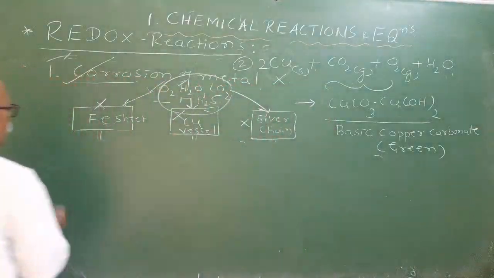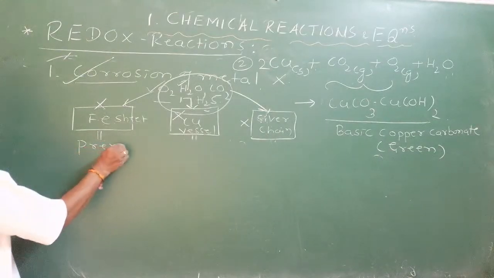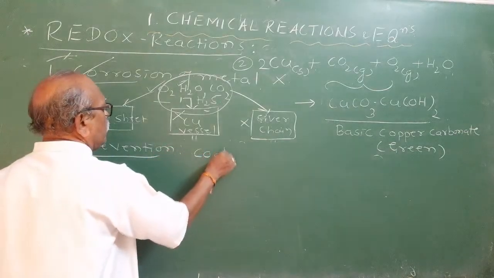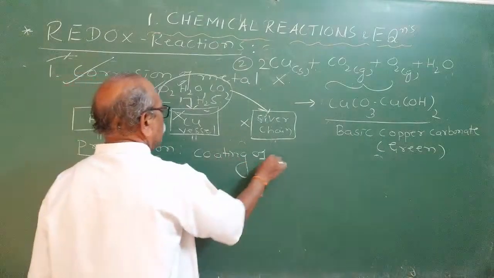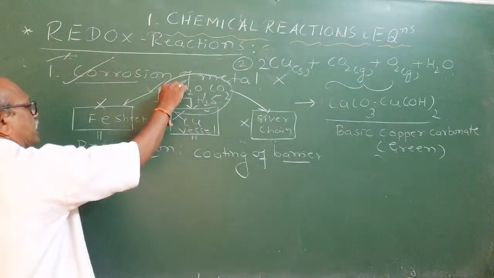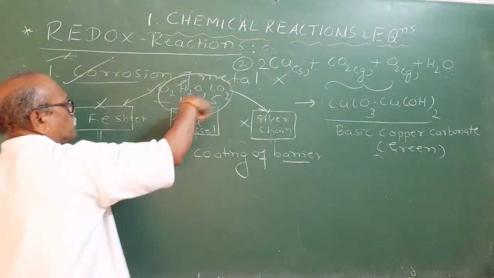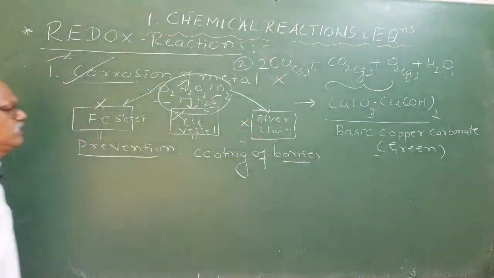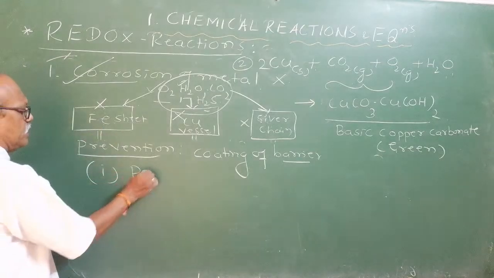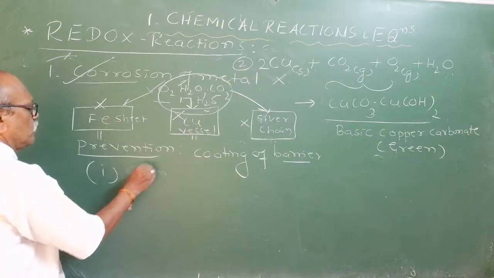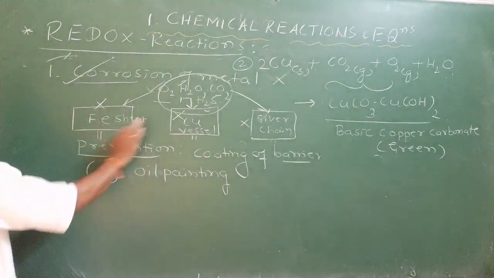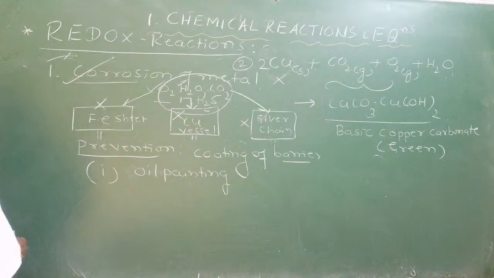Prevention. Particularly to prevent it, you must coat some barrier. Barrier means something which will protect the metal from direct attack by these constituents of the environment. One method, particularly for iron, is painting on it. Oil painting, not the ordinary painting. Oil painting can do the job. If you paint with oil paint on the surface, then you can prevent it.